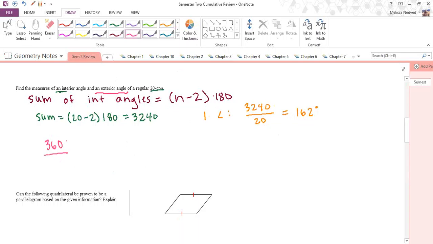So just like we did over here in orange, we're going to take that sum of 360 and divide by 20. 360 divided by 20 is 18 degrees. So my exterior angles are going to be very small. My interior angles are going to be very, very large. As a refresher, an interior angle plus an exterior angle forms a linear pair, so they should have a sum of 180. 162 plus 18, we're good to go.